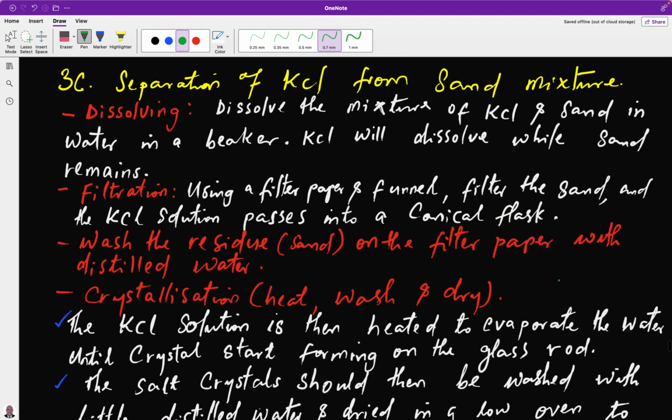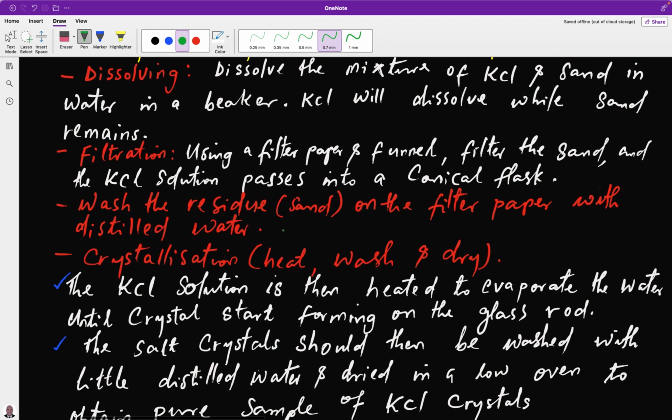Step number 2, filtration. Using a filter paper and a funnel, filter the sand, and the potassium chloride solution passes into a conical flask.